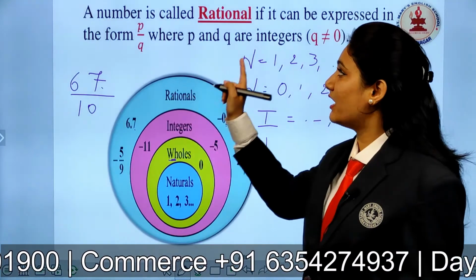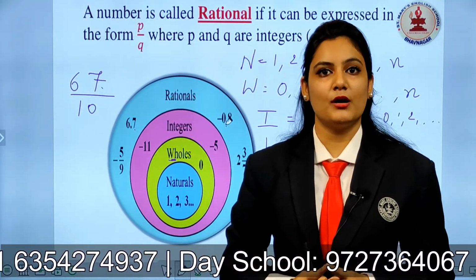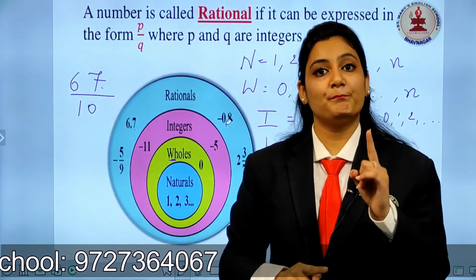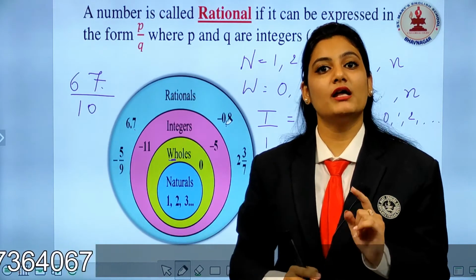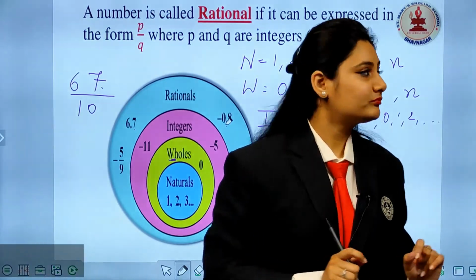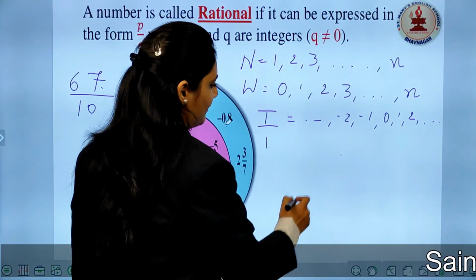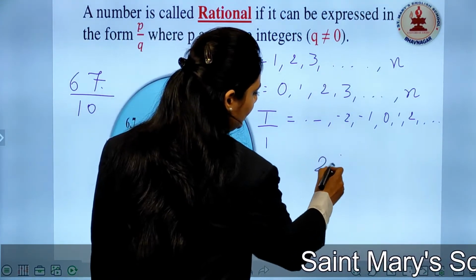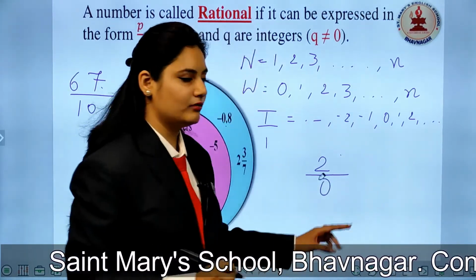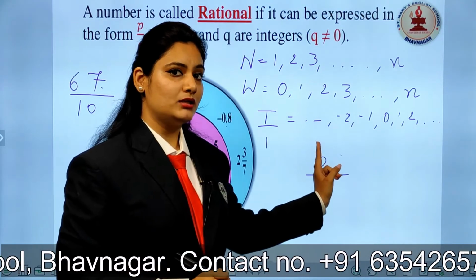Now what is the definition of rational numbers? A number is called a rational number if it is in the form of P upon Q, where P and Q are both integers and Q should not be equal to 0. Children, Q means the denominator. I am taking one example. Let's suppose 2 upon 0, P and Q. Now see, P is 2.